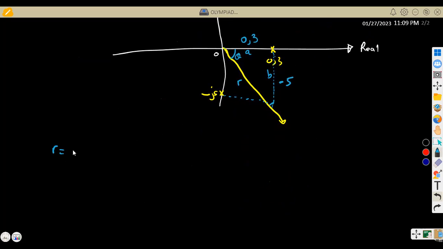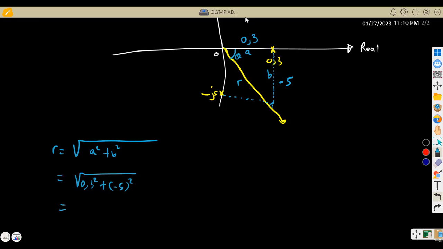So our R in this case is the square root of a squared plus b squared from our Pythagoras theorem, which is the square root of 0,3 squared plus negative 5 squared, or you can just write it as 5 squared. Even though you write this, you're going to have the same answer.